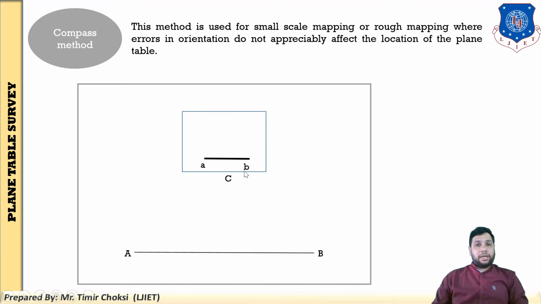A and B are already plotted on a drawing sheet. Now for orientation you mark the north, because your method will be the compass method. So first you mark the north on the plane table. Now you have randomly set up the C station between A and B. This is not the right station. This is the wrong station.